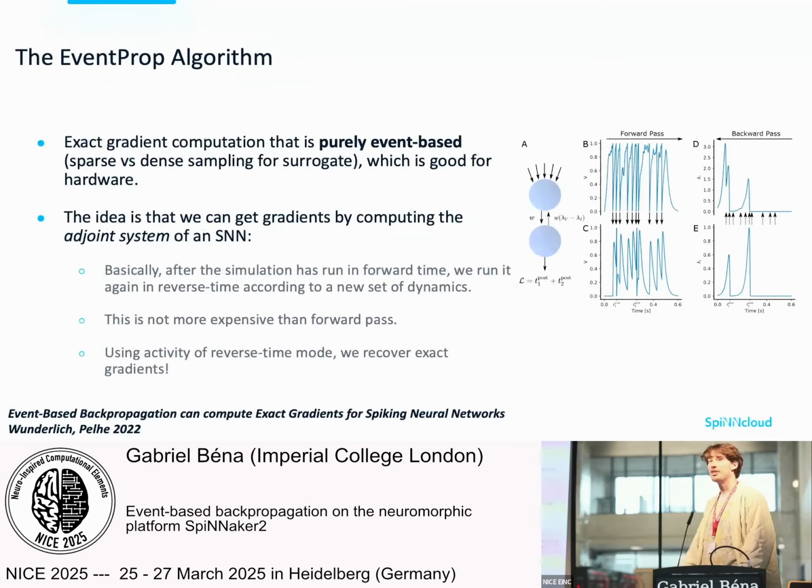I'm going to go briefly over the EventProp algorithm since we've been talking about it a lot, but basically this is purely event-based, which is very good for hardware and aligns very well. And this means we still conserve sparse sampling in time. The idea is that we can run the SNN forward in time and then run the simulation backward in time with a different set of dynamics and use this new activity to recover exact gradients. So this is not much more expensive than running a forward pass, right?